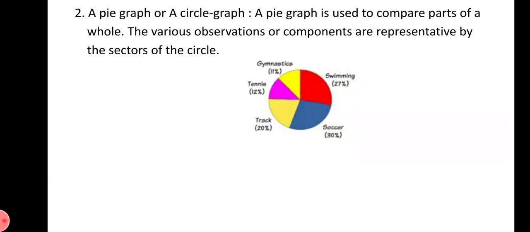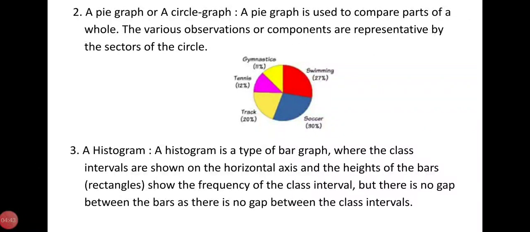Another type of graph is the histogram. A histogram is a type of bar graph where the class intervals are shown on the horizontal axis and the heights of the bars, that is rectangles, show the frequency of the class interval, but there is no gap between the bars, as there is no gap between the class intervals. Now what is the histogram?